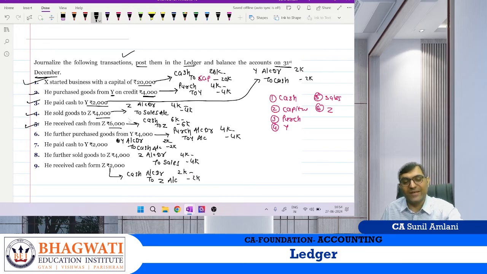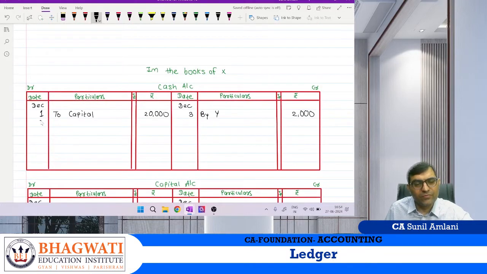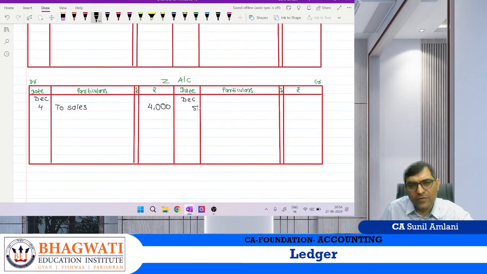So cash to Z. Fifth one, to cash. Sorry, in cash to Z. We are receiving it from Z, right? So to Z, how much? 6,000. And in Z we will go fifth one, by cash, 6,000.